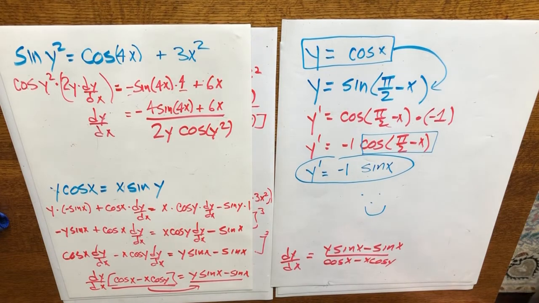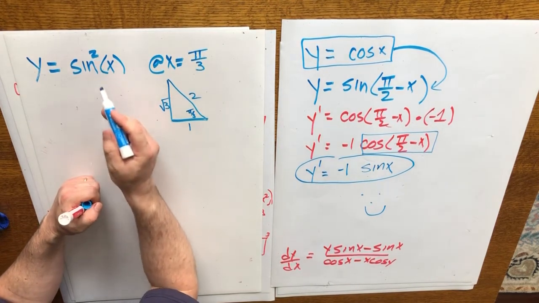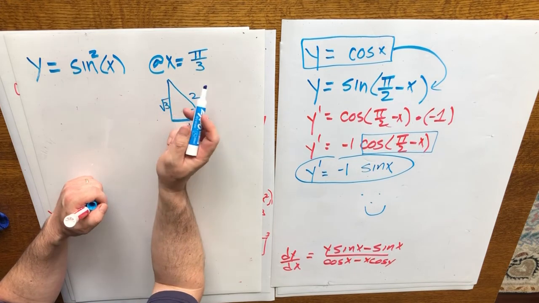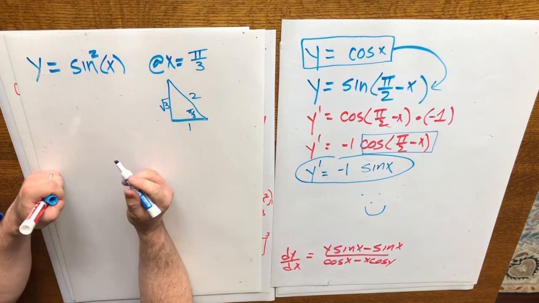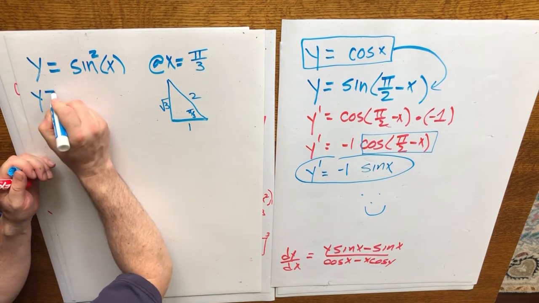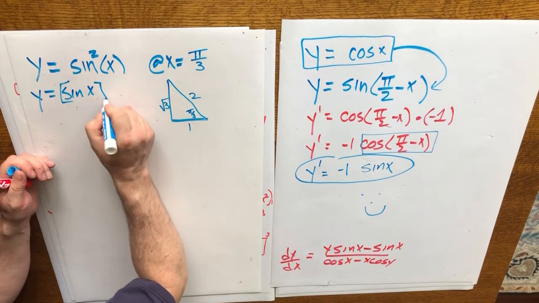Last question that I'm going to do is like question number 4. It looks like this. Y equals sine squared of x, and it says find the equation of the tangent line at x equals pi over 3. So let's see if we can begin by taking the derivative of this expression. Y equals the sine of x all squared.